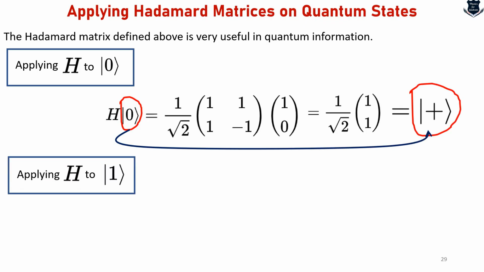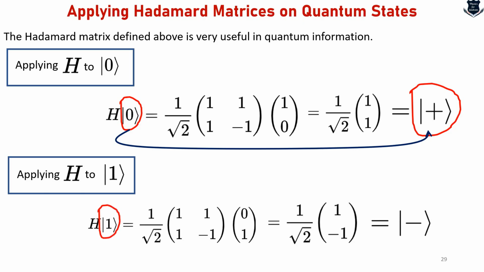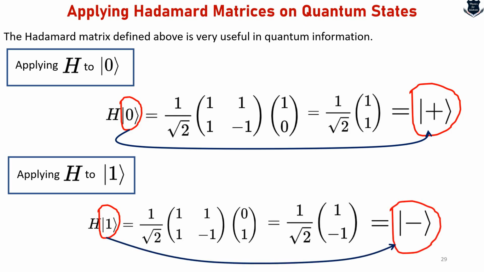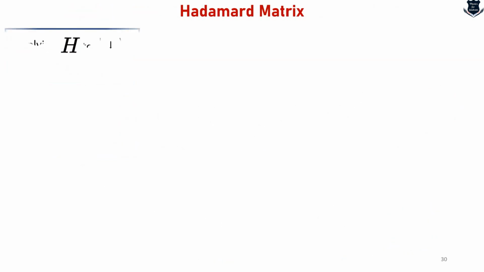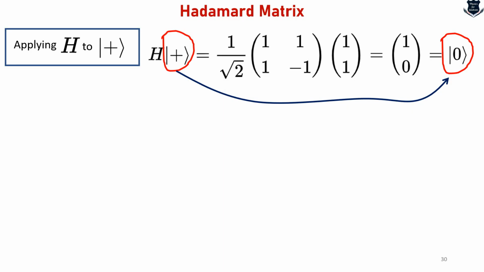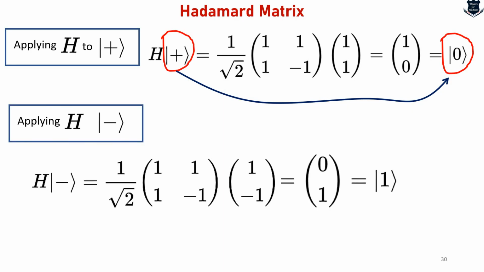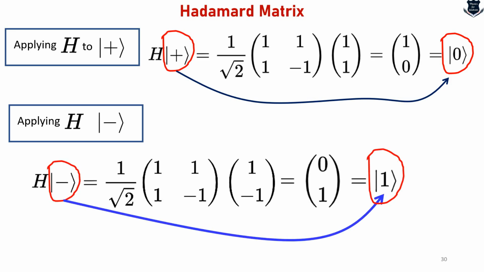What happens if I apply the Hadamard matrix to state 1? Then this resulted into this, and here you can see it transforms the state 1 into a state which is this one, minus. So all of them are getting transformed. Next, let us apply Hadamard to plus. Then it results into this, which is again this. So here what has happened? The state plus is transformed into state 0. And what if I apply it to minus? Then it resulted into this. So the state minus has transformed into the state 1.